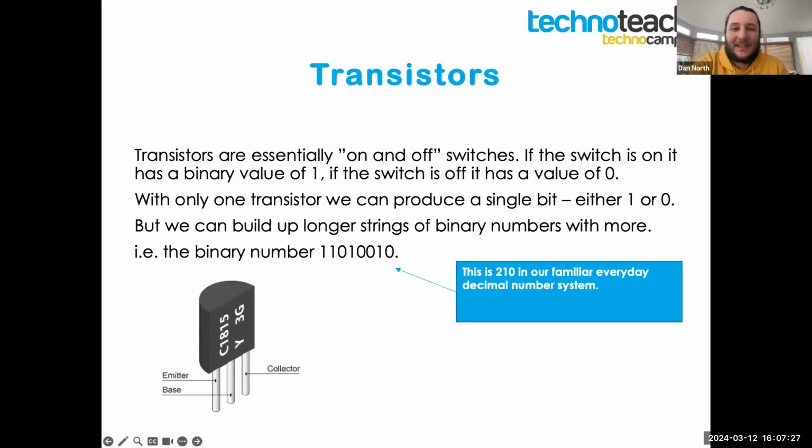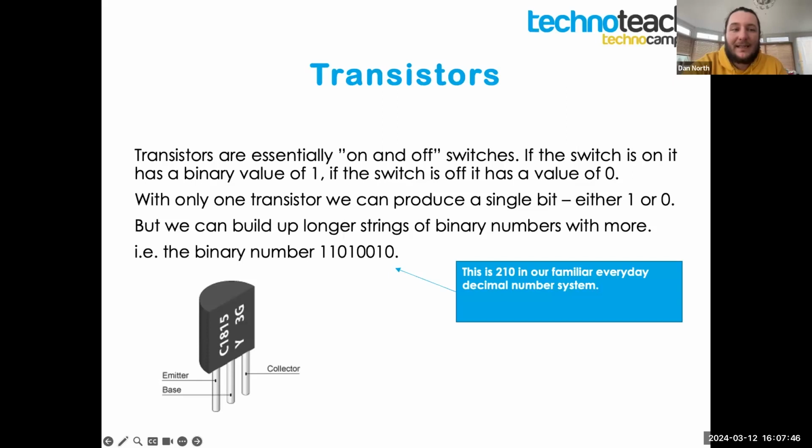Now, transistors. That's what makes a computer work. It's what makes any modern technology work. We have 3 legs on a transistor. We have our base, and then either side of that, our emitter and our collector.